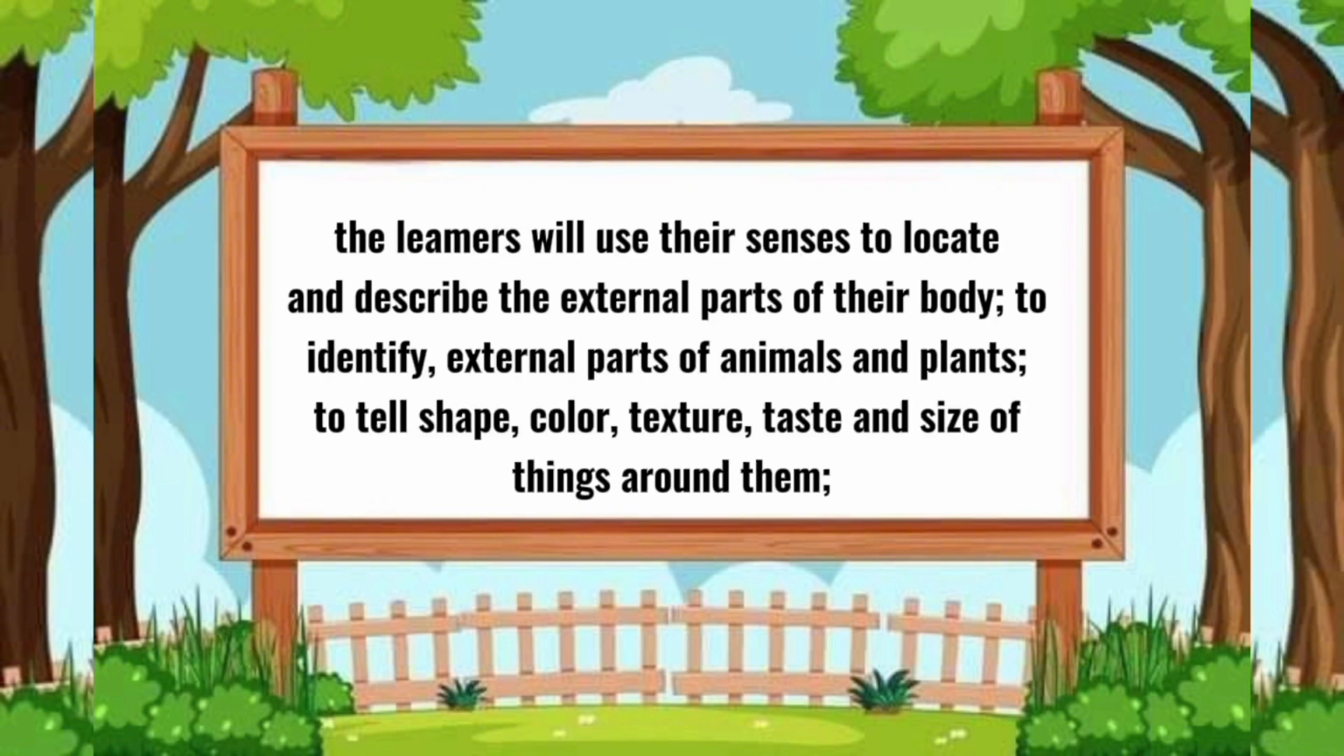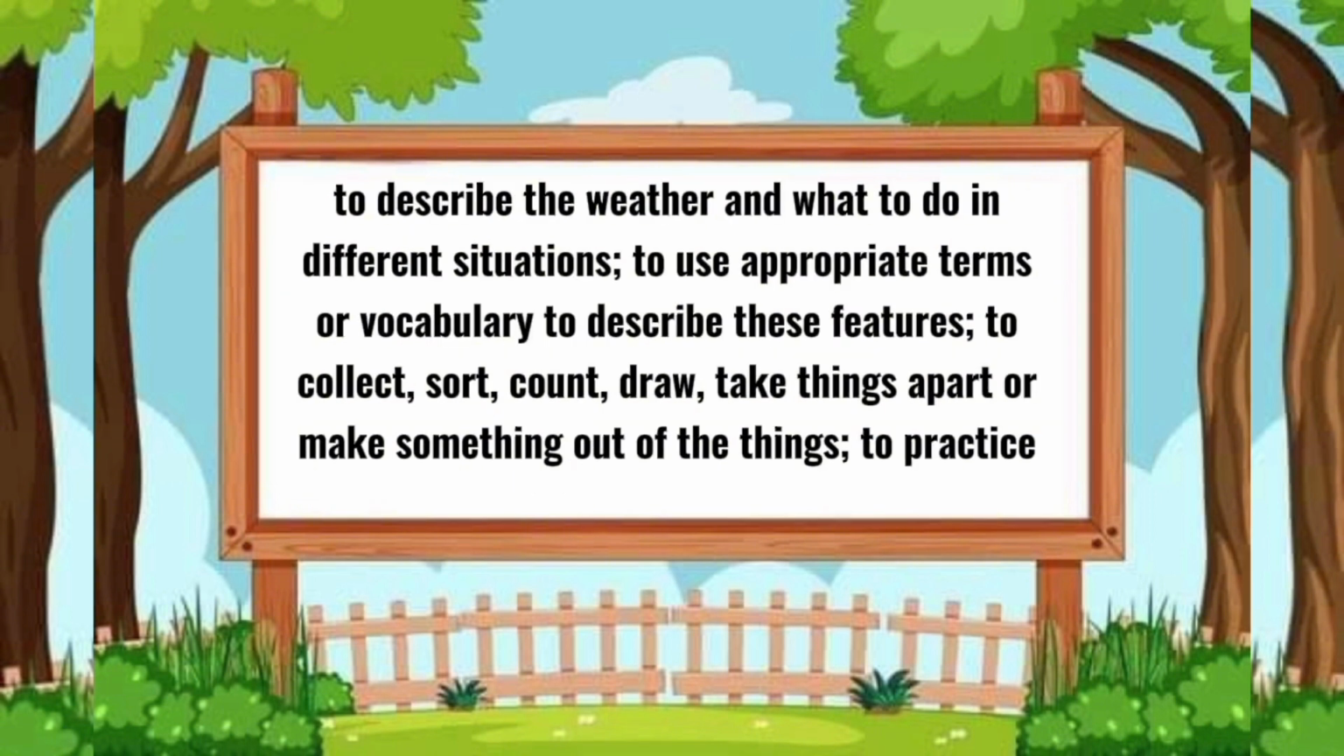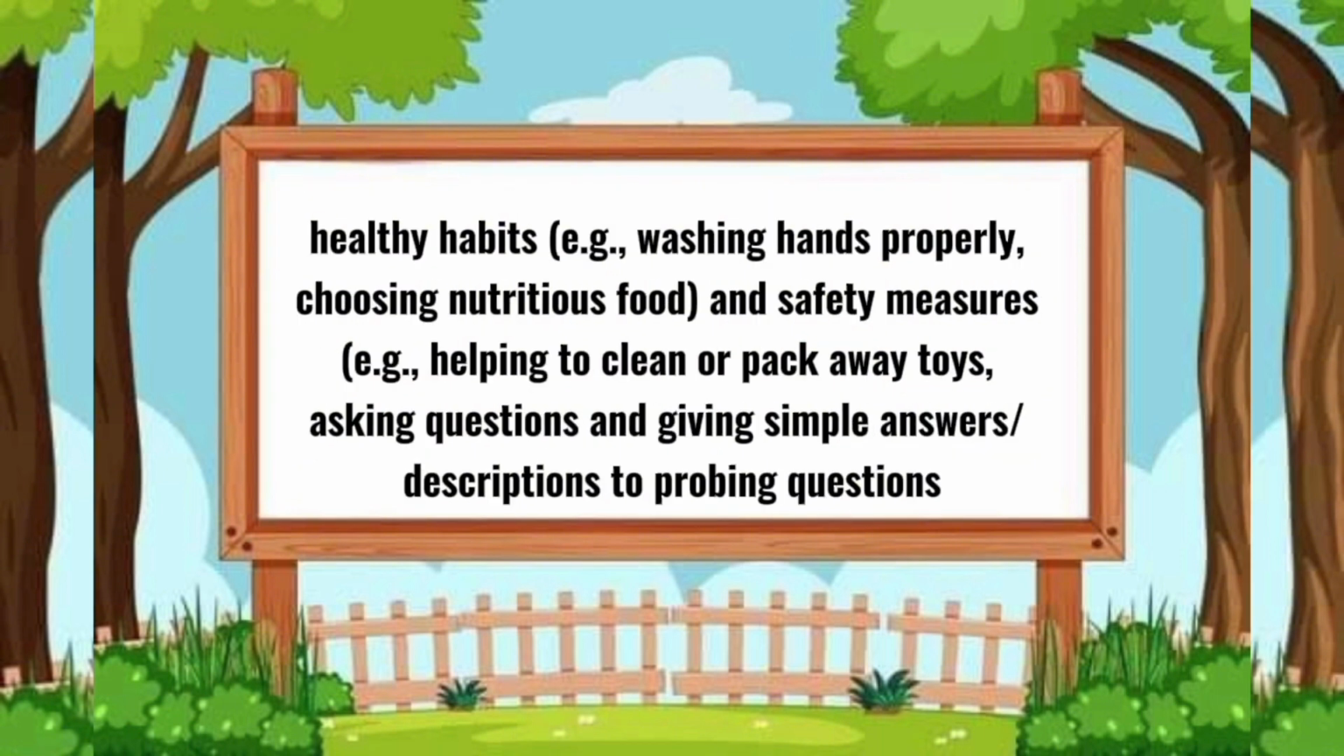As they move forward to grade 1, the learners will use their senses to locate and describe the external parts of their body, to identify the external parts of animals and plants, to tell shape, color, texture, taste, and size of things around them, to describe the weather and what to do in different situations, to use appropriate terms or vocabulary to describe these features, to collect, sort, count, draw, take things apart or make something out of the things, to practice healthy habits, examples, washing hands properly, choosing nutritious food, and safety measures, examples, helping to clean or pack away toys, asking questions and giving simple answers or descriptions to questions.